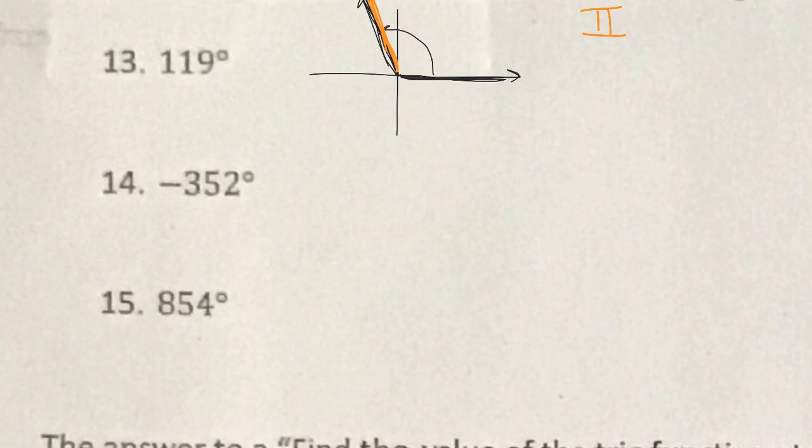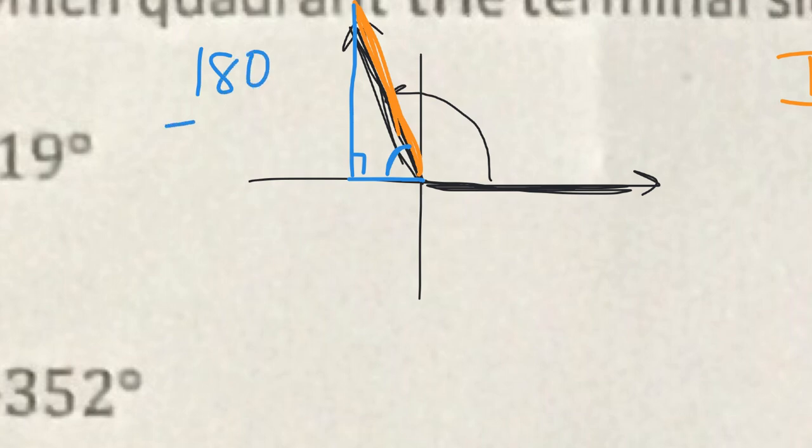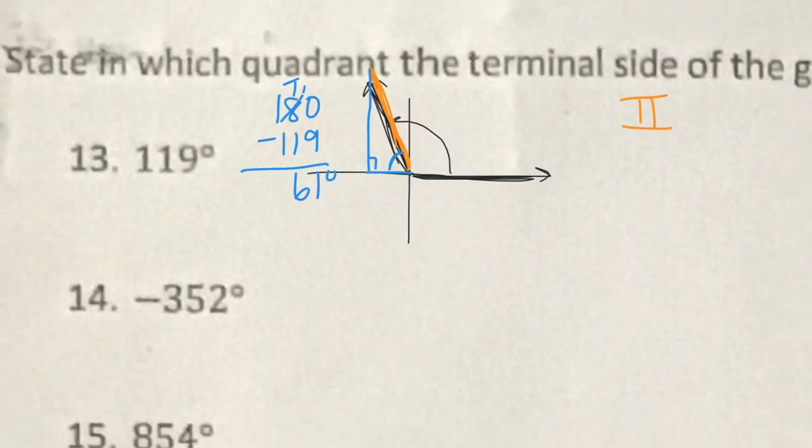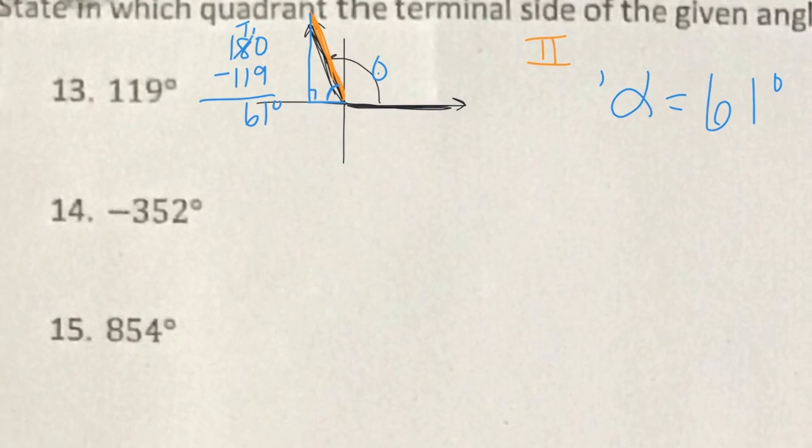And the reference angle that we're talking about is the angle that is formed with the x-axis. So in this case, your x-axis is 180 degrees, and we have a 119-degree angle. So we have a 61-degree reference angle. Oftentimes that is called alpha, where theta is your given angle here. So that's how we're going to handle these next couple of questions.